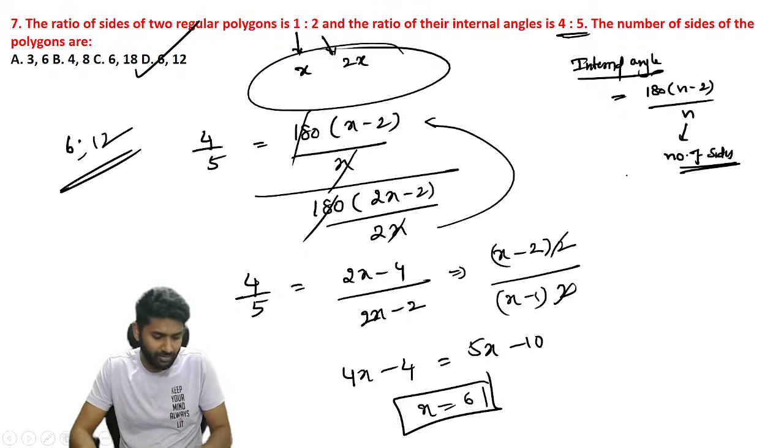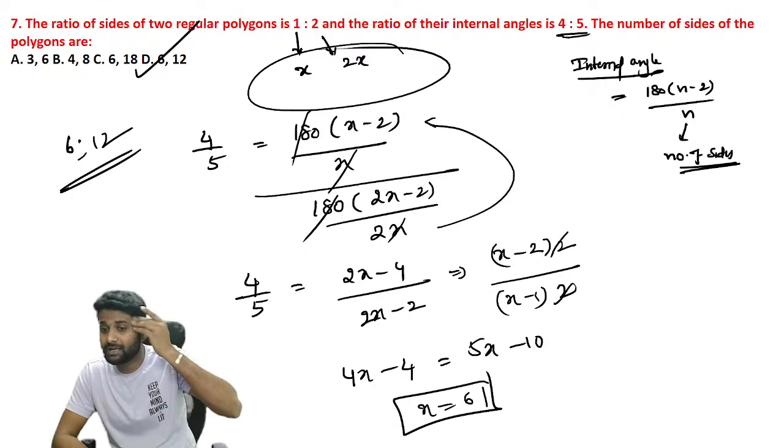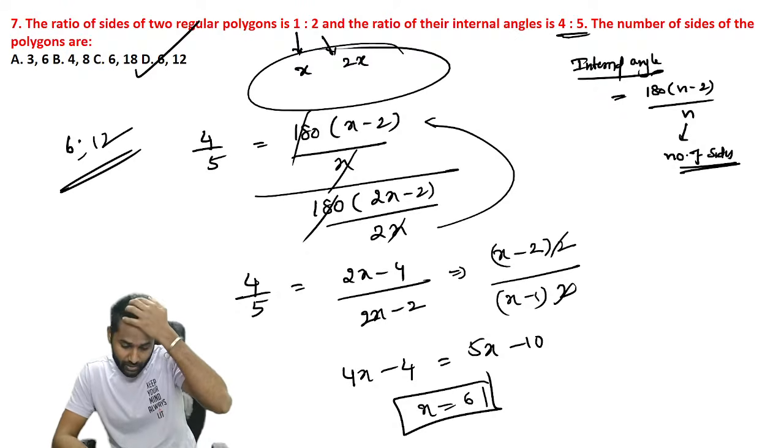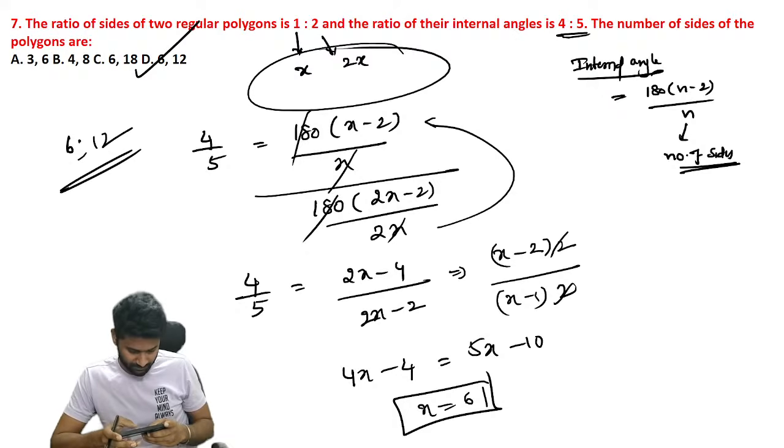So just a single formula, try to remember that the internal angle of any regular polygon is 180 into n minus 2 divided by n.